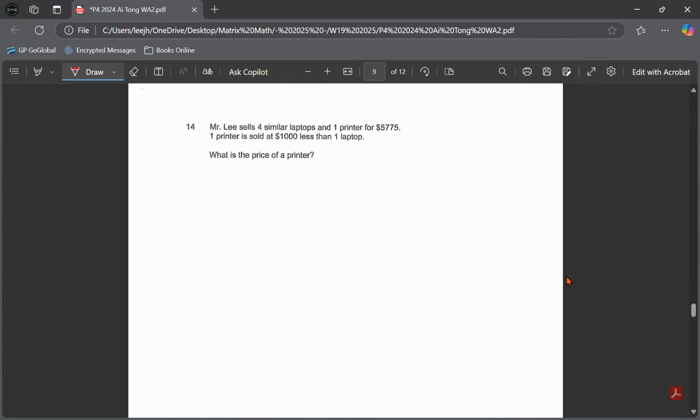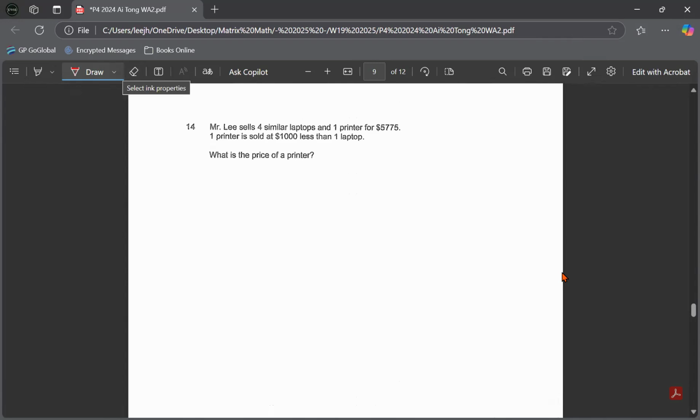Now, question number 14. Mr. Lee sells 4 similar laptops and one printer for $5,775. One printer is sold at $1,000 less than a laptop. What's the price of a printer? We need to draw a model. We have 4 laptops and one printer. And it says that one printer is $1,000 less than one laptop. Since we have 4 laptops, that means we'll be $4,000 less than the total.